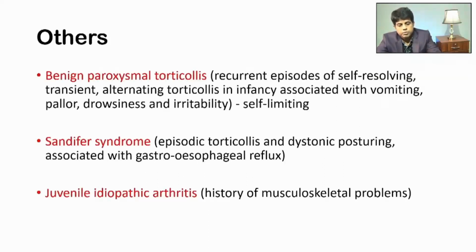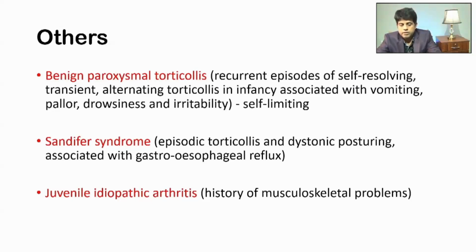And there are a few other important causes of torticollis as well. For example, benign paroxysmal torticollis. Now in this condition, the child presents with multiple recurrent episodes of self-resolving, transient, brief, alternating torticollis, especially during the infancy period. And sometimes these episodes can associate with autonomic symptoms like vomiting and pallor and drowsiness and irritability. And this is a self-limiting condition with a good prognosis.